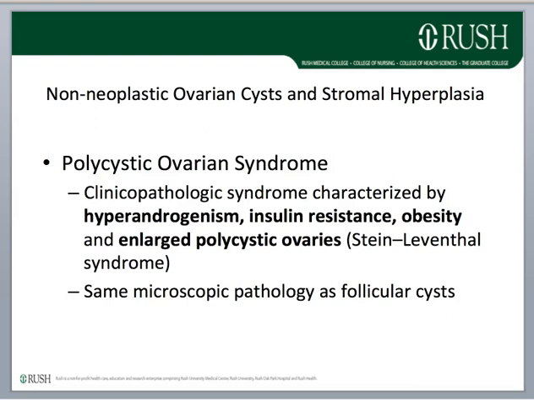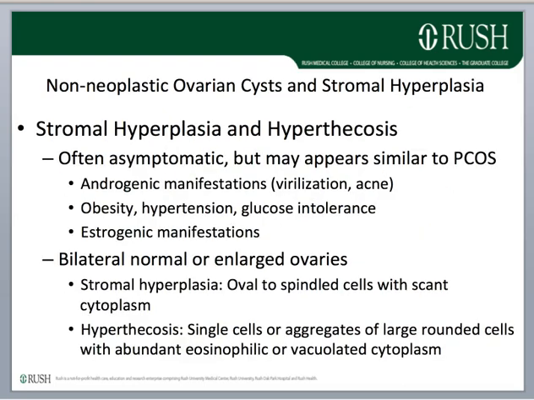Polycystic ovarian syndrome is a clinical pathologic syndrome characterized by features of hyperandrogenism, insulin resistance, obesity, and enlarged polycystic ovaries. The pathology microscopically is the same as follicular cysts. Finally, stromal hyperplasia and hyperthecosis is often asymptomatic, found in a little bit older age group compared to PCOS, but may show some clinical similarities to PCOS, including androgenic manifestations, obesity, hypertension, and glucose intolerance, as well as estrogenic manifestations.